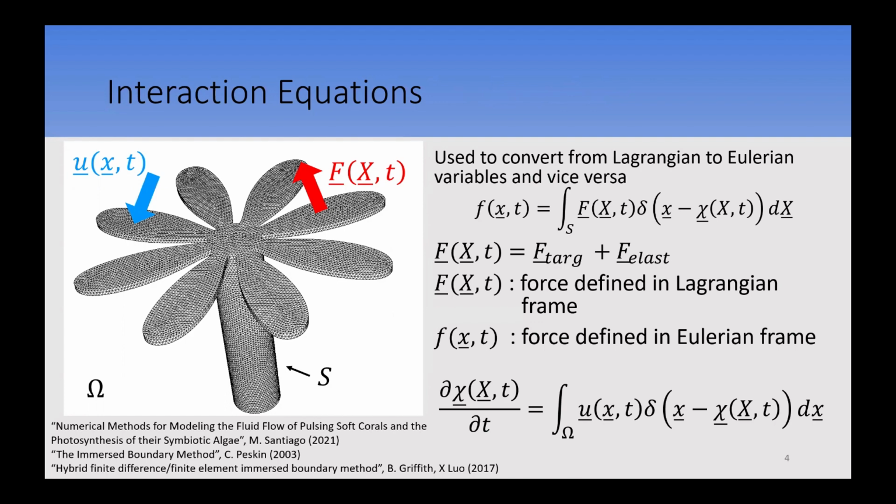So what we do is we use our Lagrangian force to find our force in the Eulerian frame. We then solve for the velocity in the fluid and interpolate to move the coral, and then work back into the Lagrangian framework. So what we're doing is we start in the Lagrangian framework, we go to the Eulerian framework, and then we go back to the Lagrangian framework. And this all happens for one time step.